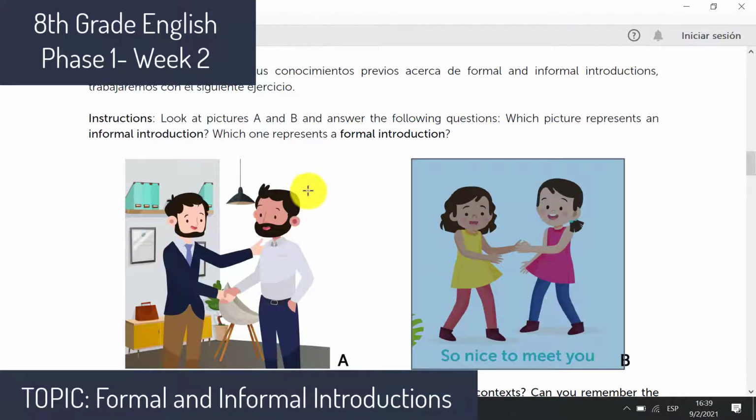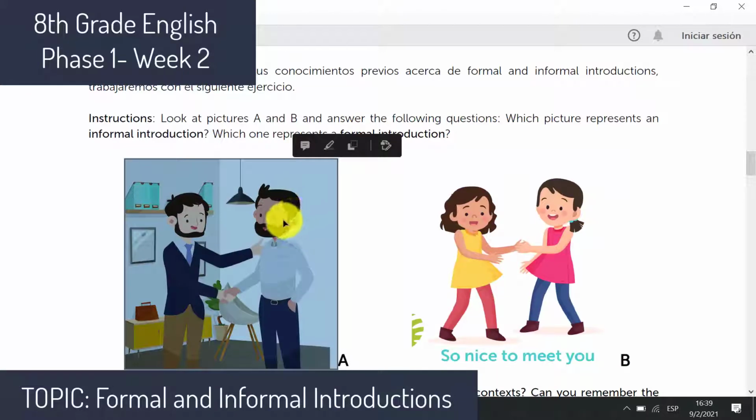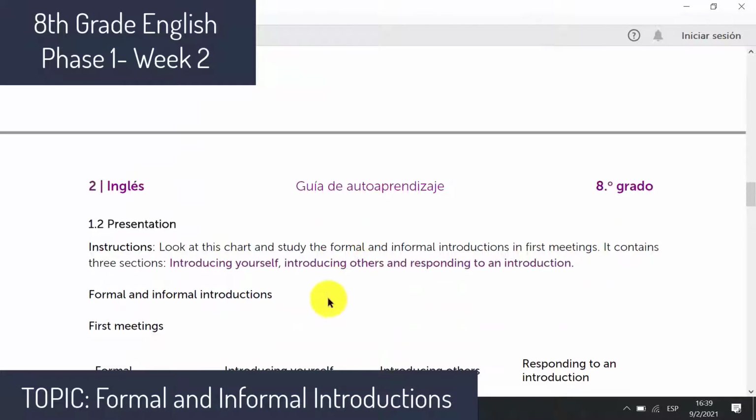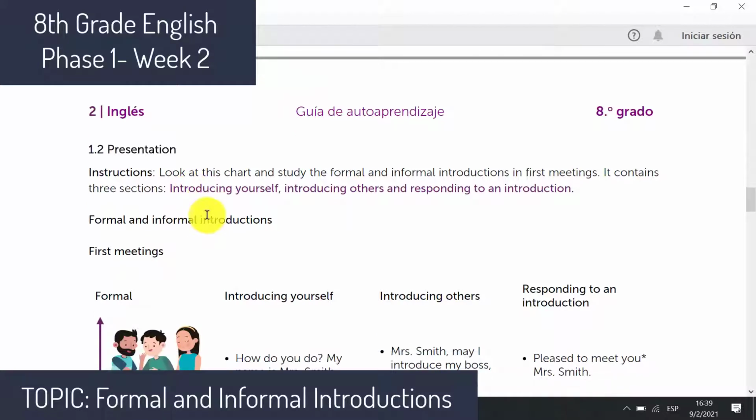So in the activation part, díganme, ¿cuál es la formal? Ya dijimos que es this one, la formal, okay? Ahora, let's go to the presentation part. En la presentation part vamos a ver vocabulary, ¿ok?